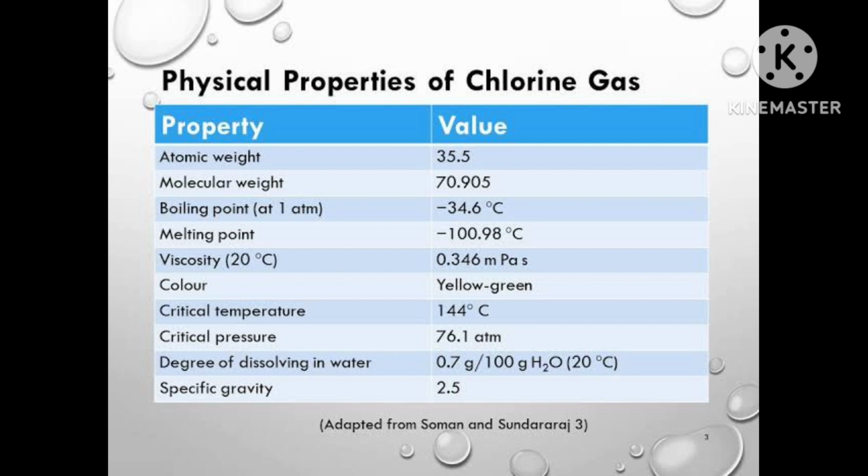Fourth use, in sterilizing drinking water, because it kills the germs. Fifth use I am telling you, preparation of poisonous gases such as phosgene. Phosgene, COCl2, is a deadly poisonous gas. Question is asked.